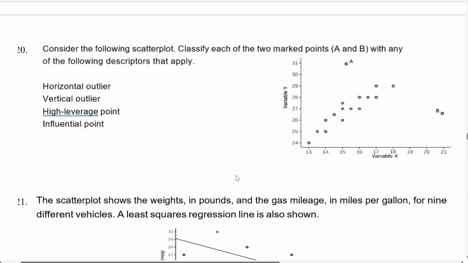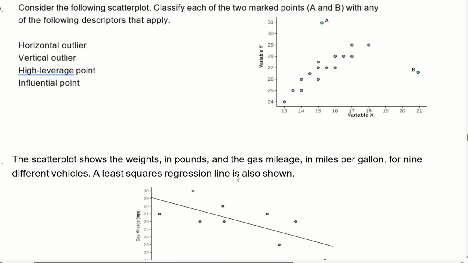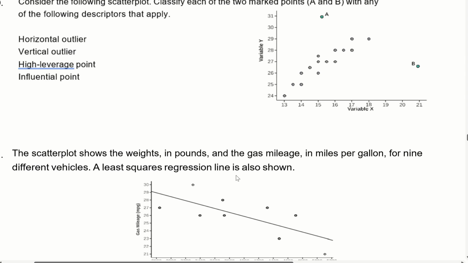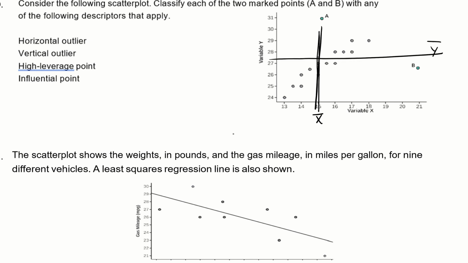All right, so number 20, consider the following scatter plot. Classify each of the two marked points A and B with any of the following descriptors that apply. So we just have to describe the graph basically. If you look at where most of the data lies, the average of this data is around here in the x direction, x bar, and the average in the y direction is around there, y bar.